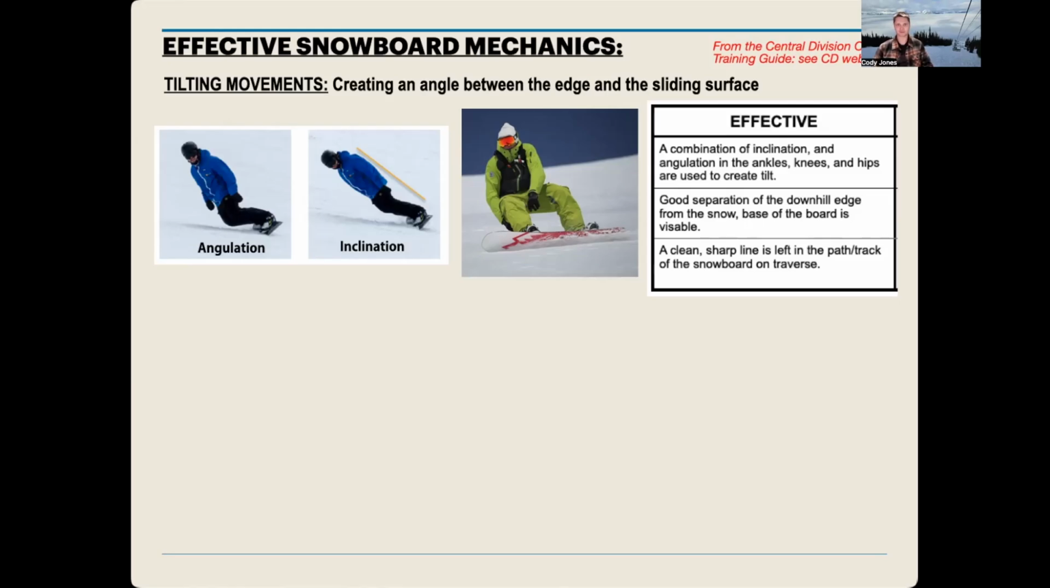The first is tilt. You can see that tilt is allowing the base of the snowboard to come off the snow. There's a few different ways we can do that.